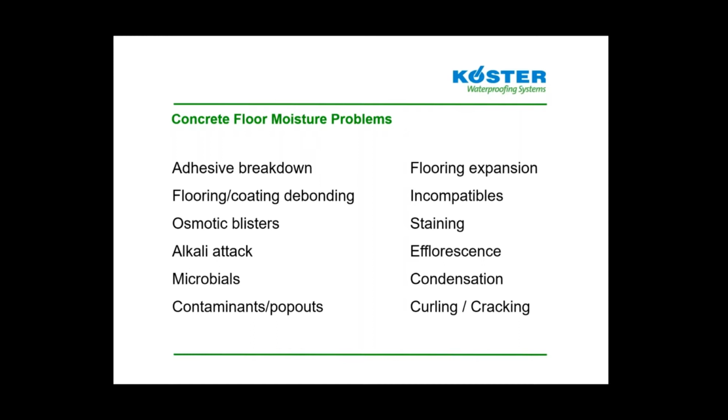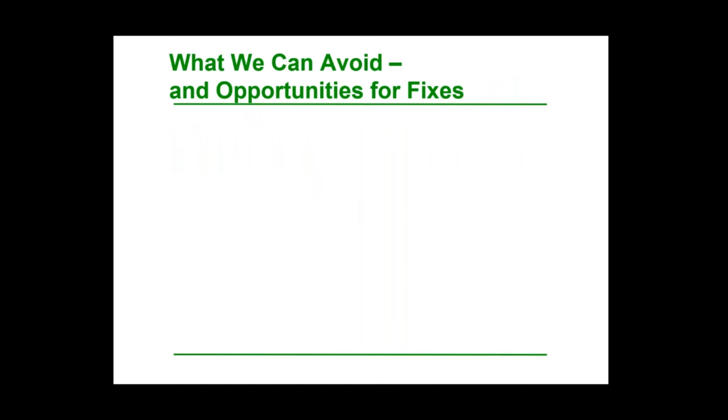In other circumstances, we can deal with other effects, such as alkali attack, pop-outs maybe from alkali silica reactivity or some kind of reactivity of the aggregate, as well as staining, expansion, efflorescence, etc., including curling and cracking, especially around joints and saw cuts in the floor. But primarily what we're dealing with in terms of concrete floor moisture is adhesive breakdown, osmotic blistering, and debonding of flooring or coating systems. So we're looking to avoid these, with opportunities for fixes retroactively or to avoid them right from the get-go.